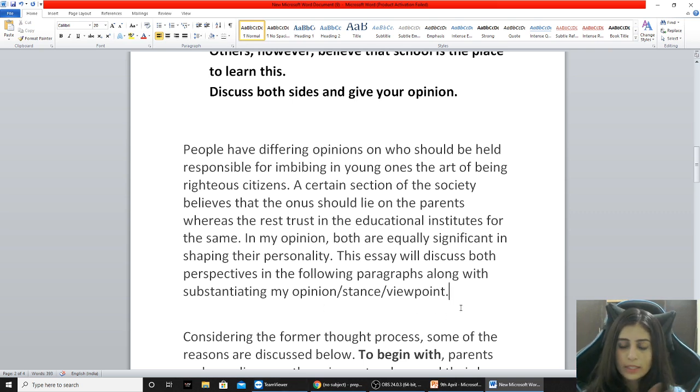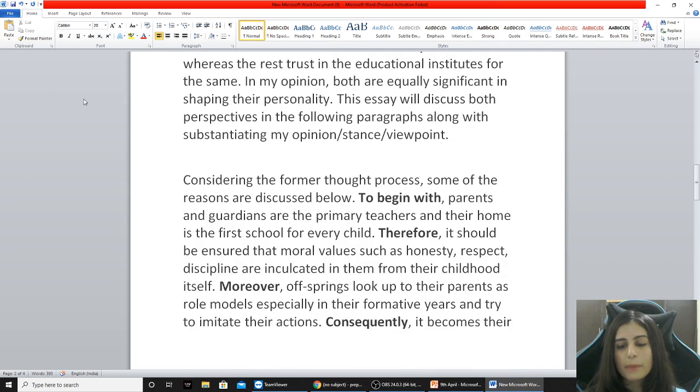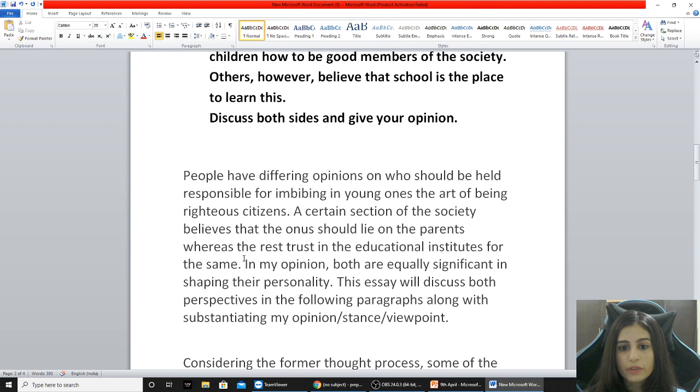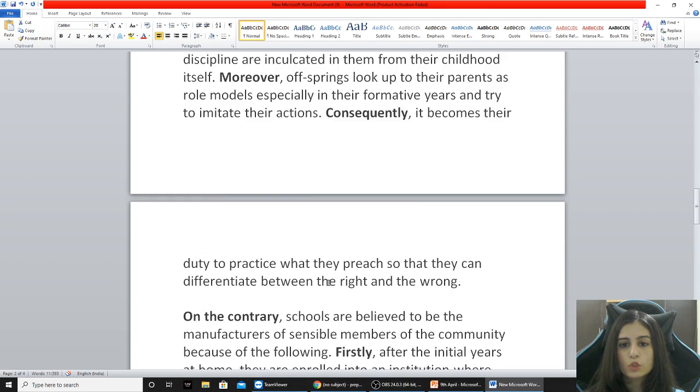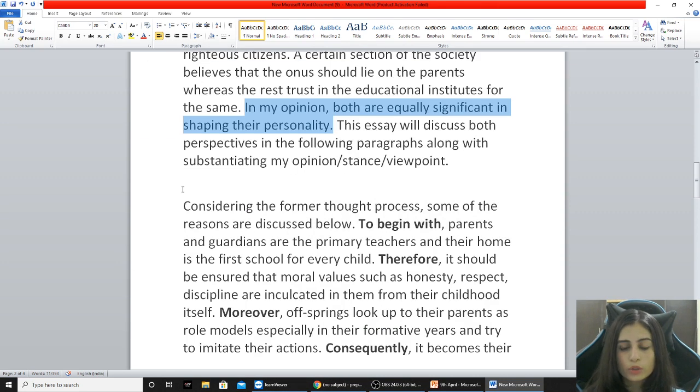This becomes your introduction. So the body paragraphs would remain the same, because yet again we are taking a 50-50 approach. So we have written one paragraph about parents, and we have written the other paragraph about schools. So let's quickly go through. Considering the former thought process, some of the reasons are discussed below. To begin with, parents and guardians are the primary teachers, and their home is the first school for every child.